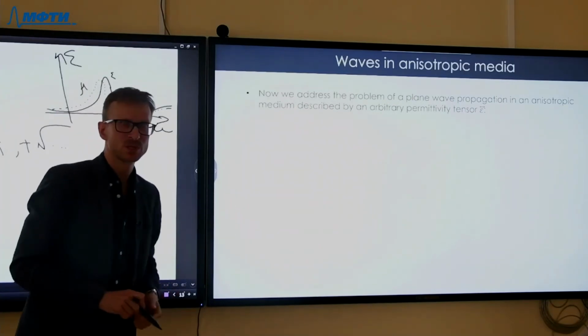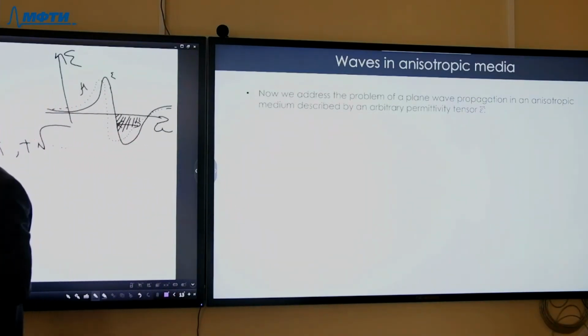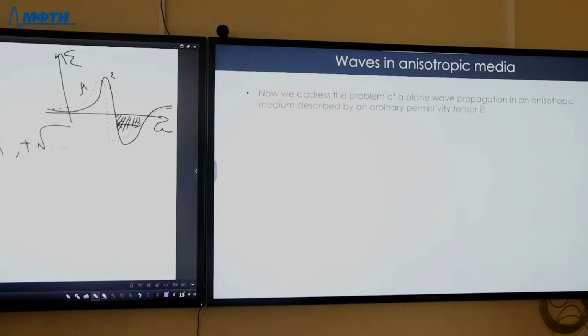Okay, that's pretty much what I wanted to tell you about propagation in isotropic media. Remember, every medium that we considered so far was isotropic. It was electric, magnetic, positive epsilon, negative epsilon, but it was always isotropic. So what happens when the medium is anisotropic? How do you describe plane wave propagation across an anisotropic medium?